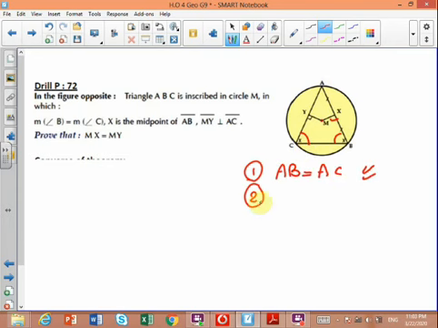The second one, he told me that MY is perpendicular to AC, but he didn't say that MX is perpendicular to AB. But he gave me another given that X is the midpoint. So as X is the midpoint of AB, and this line is coming from the center, this will be perpendicular. So since X is the midpoint, MX is perpendicular to AB. From 1 and 2, MX will be equal to MY.